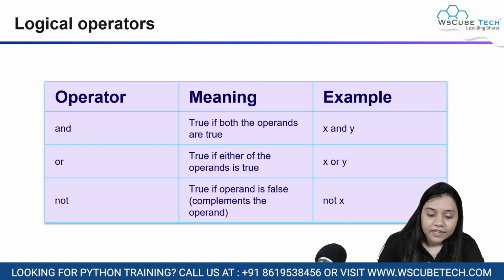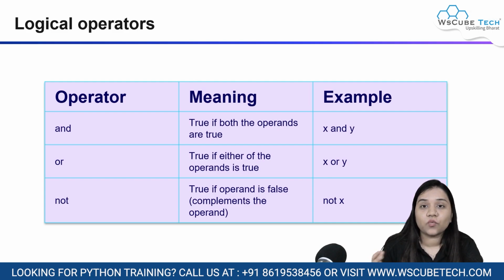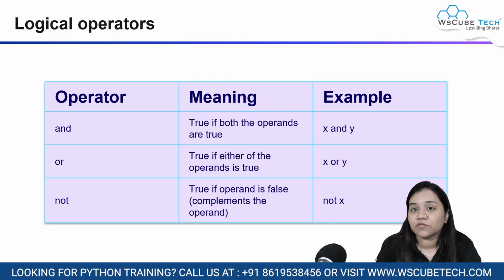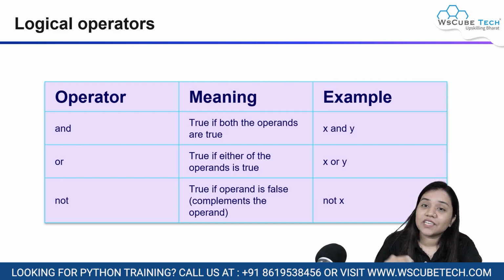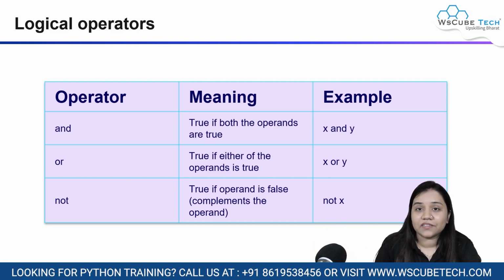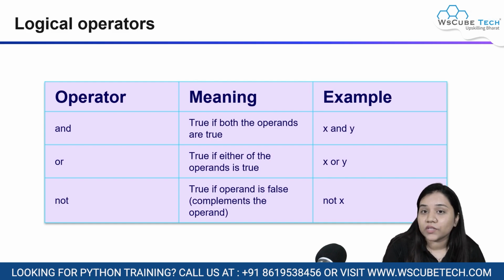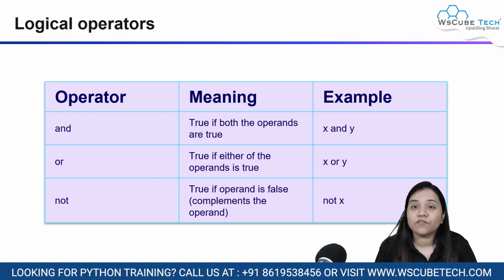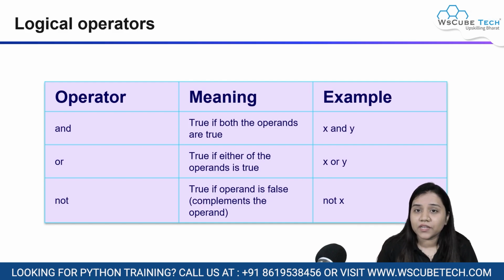Second, we have the OR operator. OR gives us true if either one of the operands is true. Whatever conditions we have provided, if any one of them is satisfied, then too it will give us true. Third is NOT. NOT gives us the reverse of both of these operators. So if AND is giving us true and we have used NOT with it, then it will give us false. Similarly, if OR is giving us false, but at the same time we have used NOT with it, then it will give us true. This is what AND, OR and NOT do.